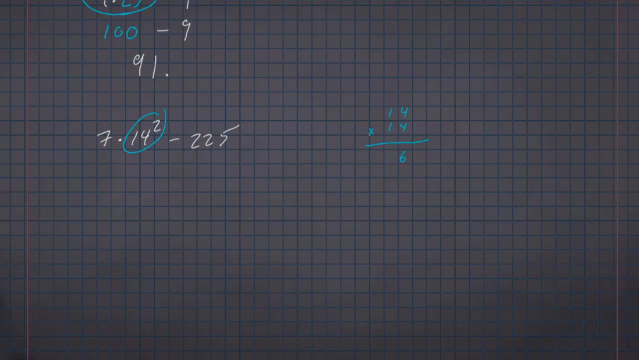4 times 4 is 16, carry the 1. 4 times 1 is 4, plus 1 is 5. Move over a space, 14 times 1 is 14. Add those together, I get 196.